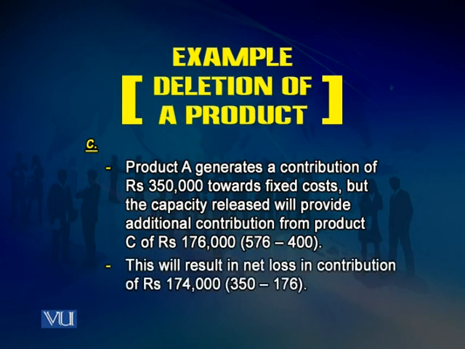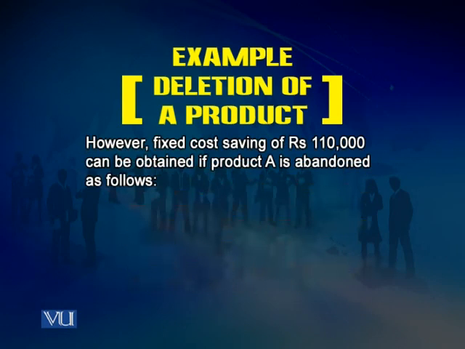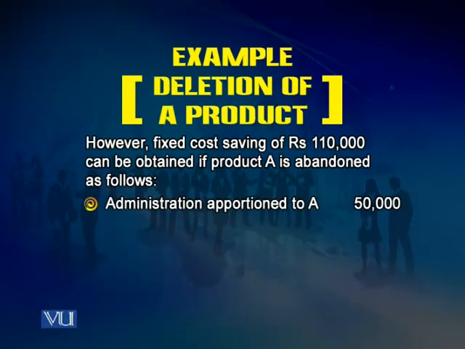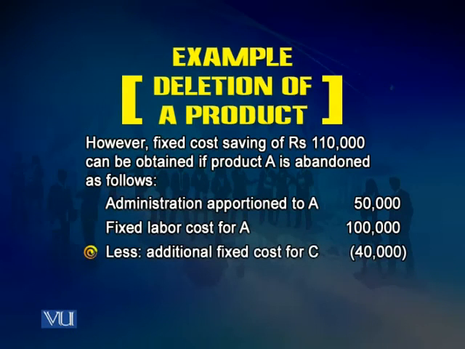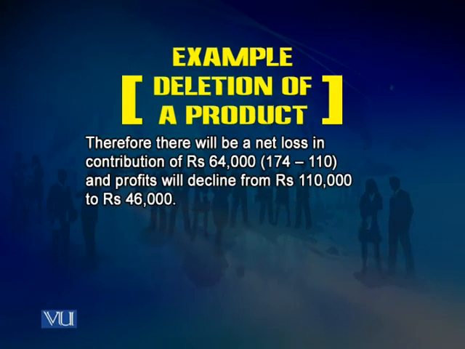And this will result in net loss of contribution of 174, because where you had contribution of 350,000 before, now you have a contribution of 176, giving you a net contribution loss of 174,000. However, fixed cost saving of 110 can be obtained if product A is abandoned as follows. Administration apportioned to A 50,000, fixed labor cost for A 100,000, less additional fixed cost for C 40,000. Therefore, there will be a net loss in contribution of 64,000.